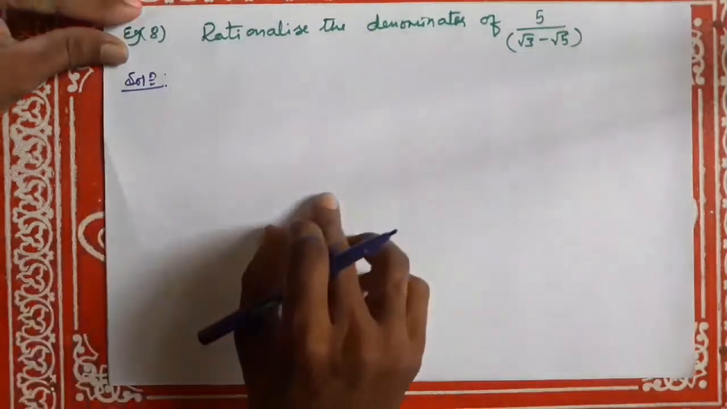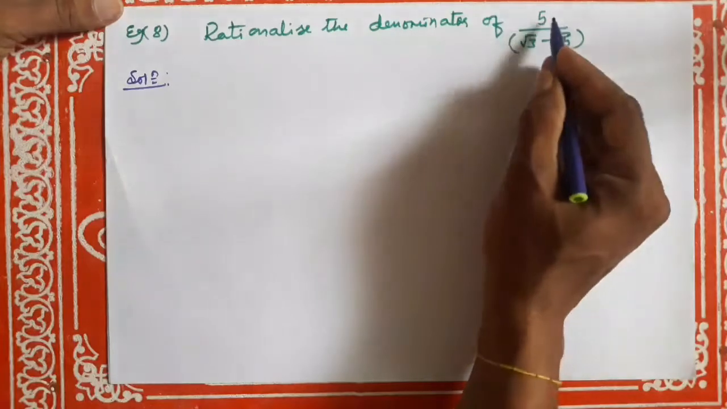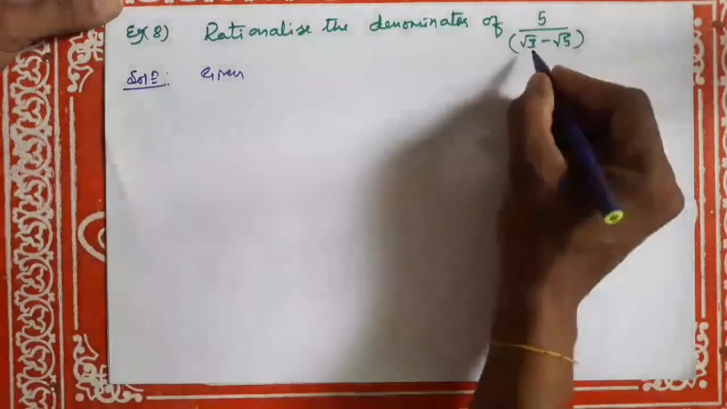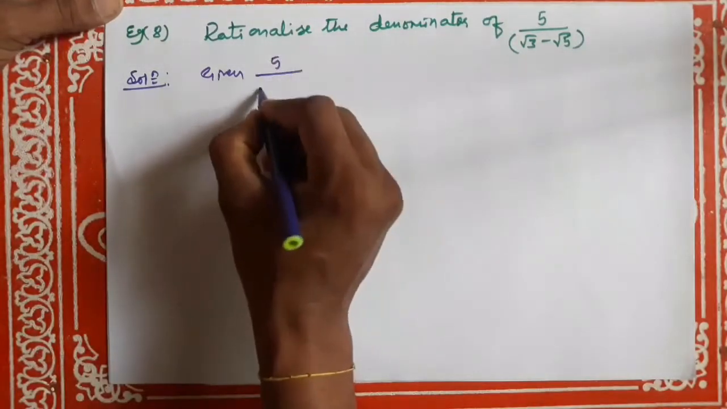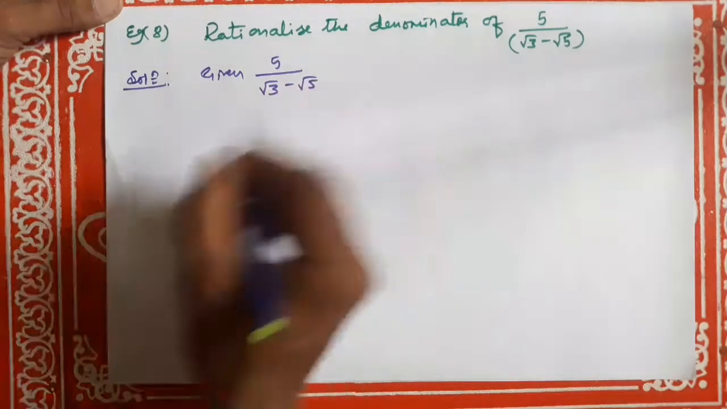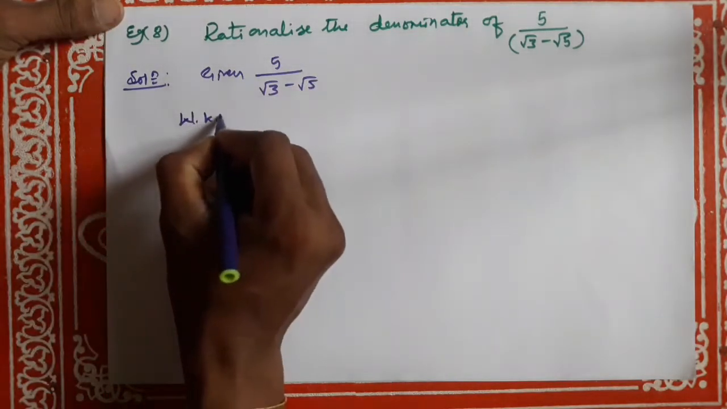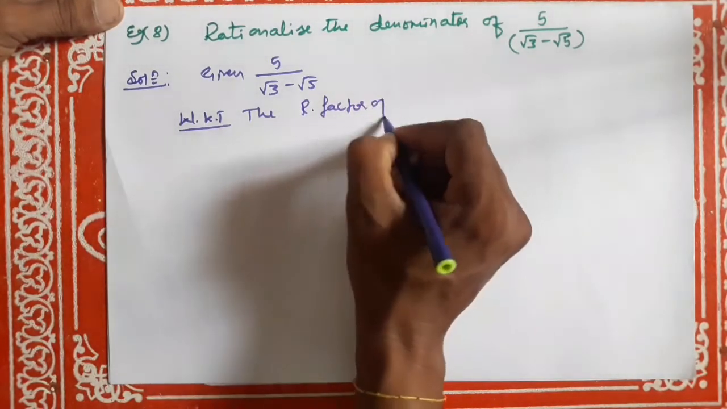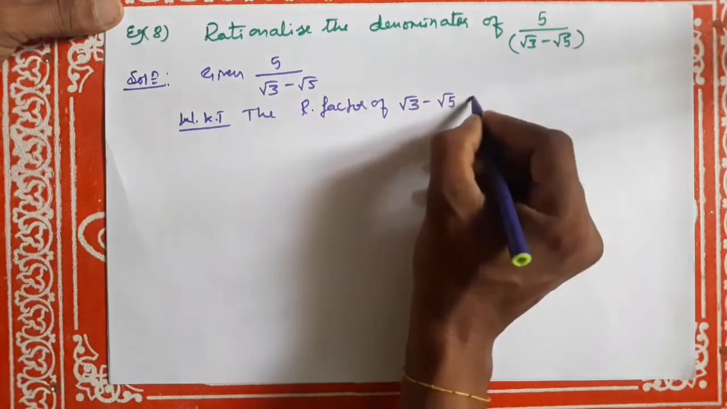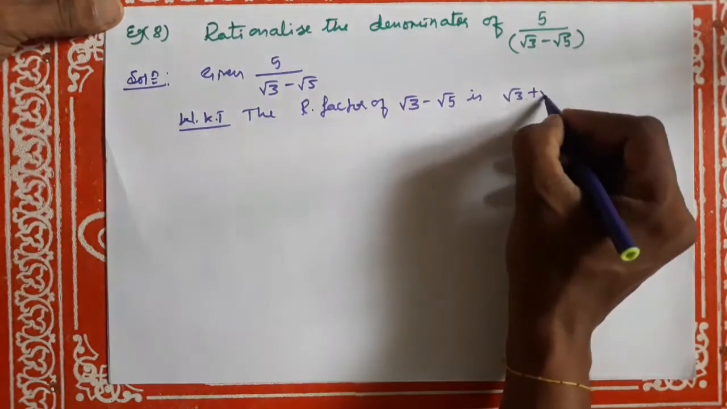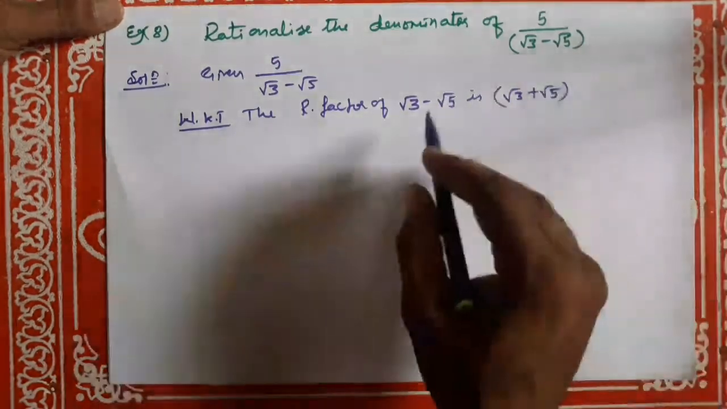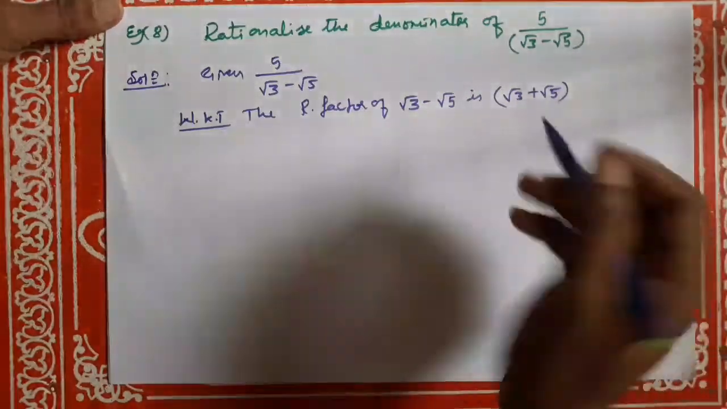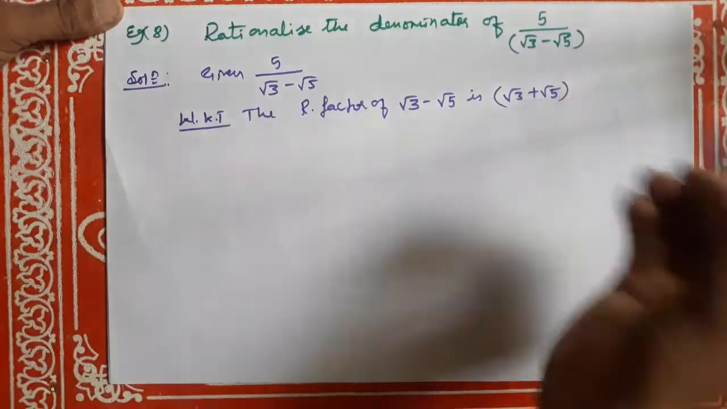Dear students, now we have to discuss the 8th example. Rationalize the denominator of 5 divided by root 3 minus root 5. See here, what is given? 5 divided by root 3 minus root 5. We know that the rationalizing factor of root 3 minus root 5 is root 3 plus root 5. If a minus sign is there, write a plus sign. If a plus sign is there, write a minus sign.